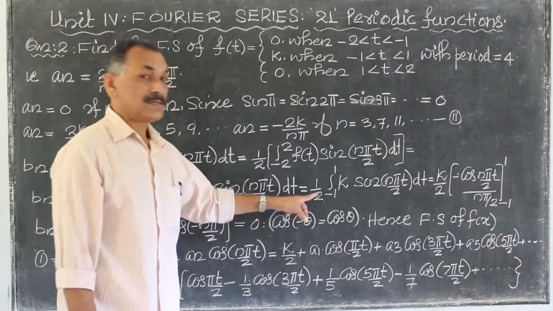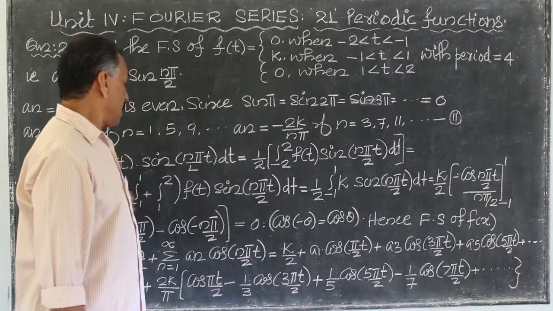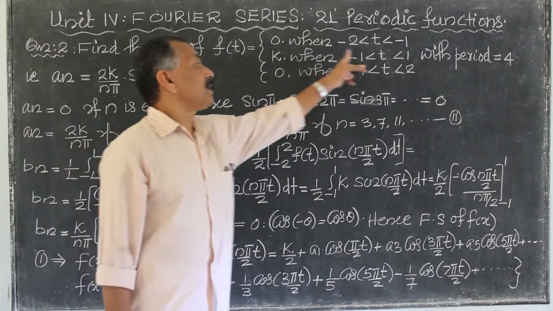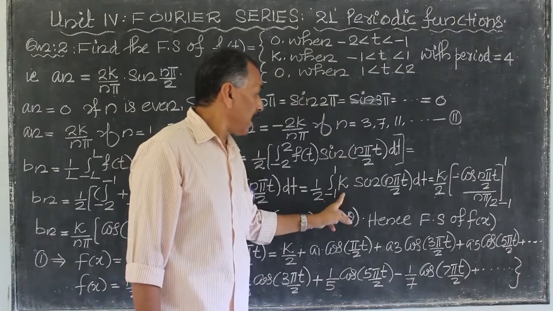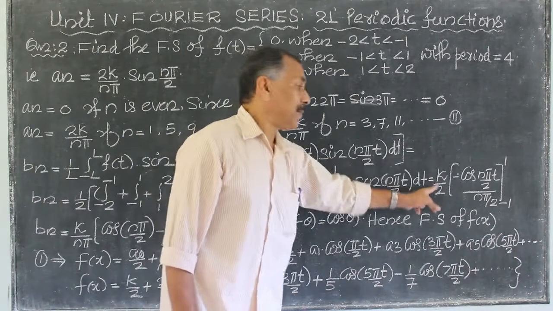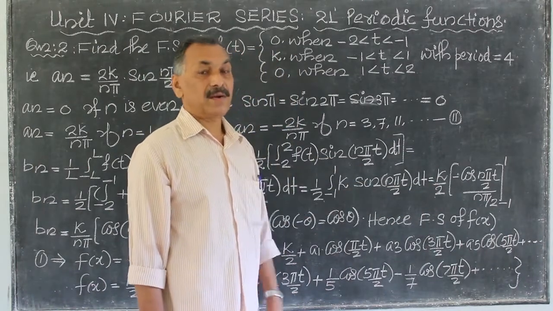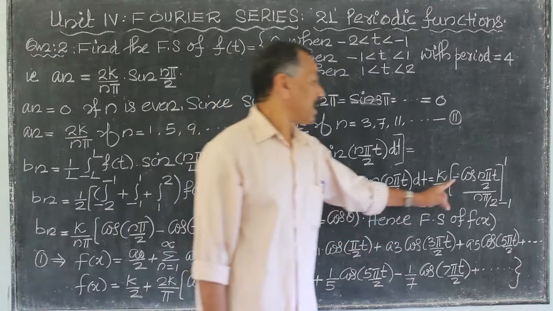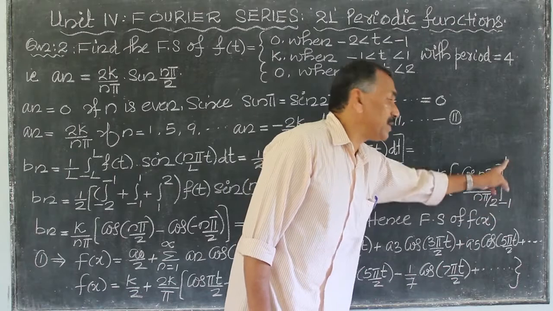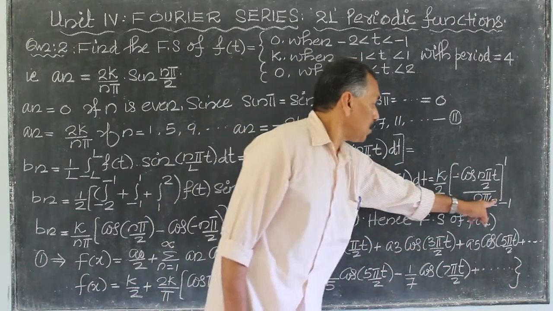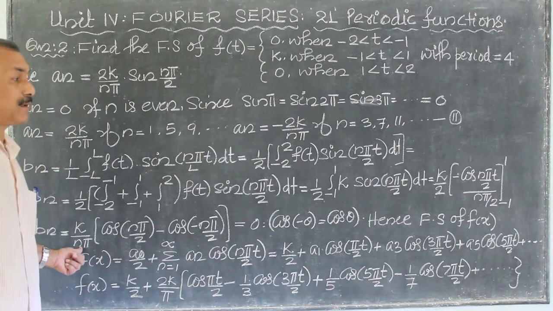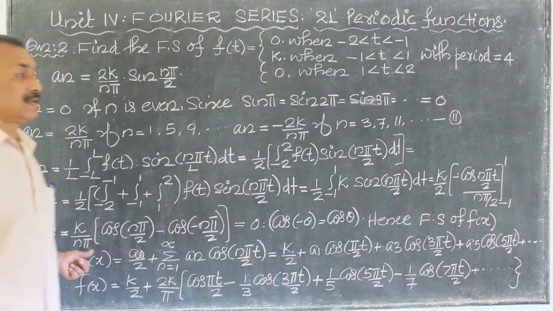That is equal to 1 by 2 into: in the first and last intervals f of t is equal to 0. Then in the interval minus 1 to 1, what is f of t? It is k, so k into sin n pi by 2 t dt, equal to k by 2 into the integral of sin. What is the integral of sin? Minus cos. Then minus cos n pi by 2 t divided by n pi by 2, between the limits minus 1 to 1. The 2 in the numerator cancels, so that is k divided by n pi.